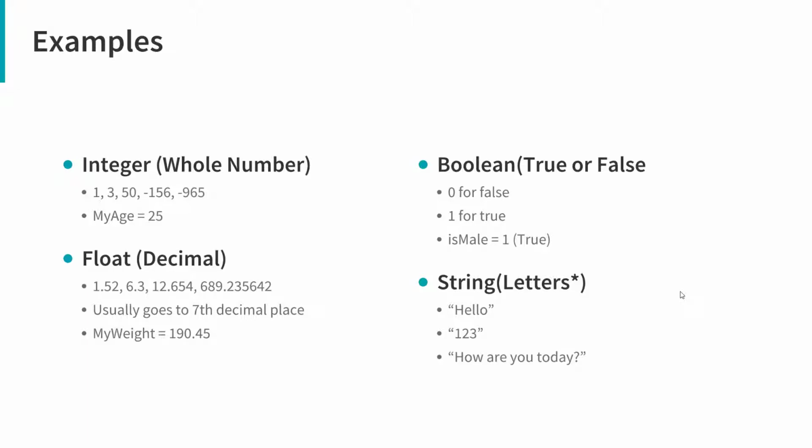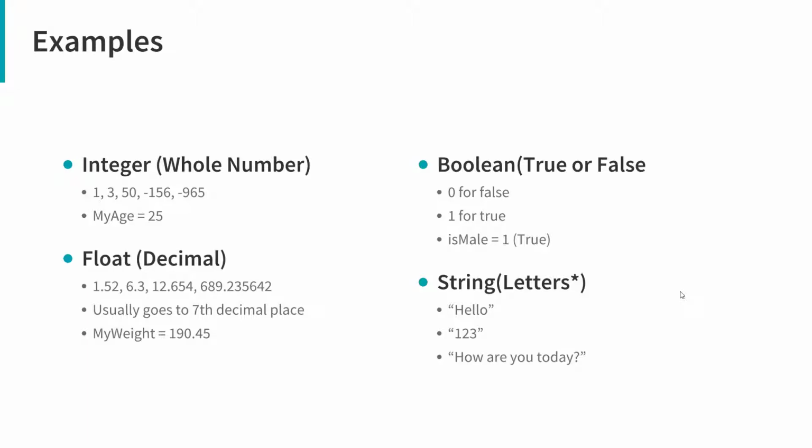Which brings us to our next thing, which are floats, which is a fancy way for saying decimal, right? So if you want a decimal number at all, you're going to use a float. And floats can be like 1.52, 6.3, 689.235642. And floats usually go to the 7th decimal place. In Python, it's not always the case, but just kind of a general rule of thumb, that's what they'll go to. So an example of this can be like your weight, right? So you're not going to generally be exactly right on 190 in my case. So I'm like 190.45 or 4/10 of a pound, right? So that's really what a float is.